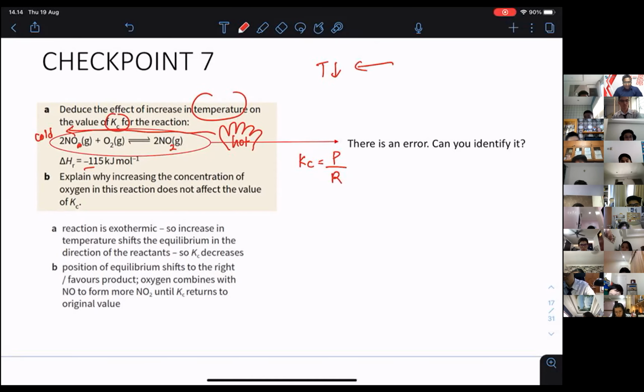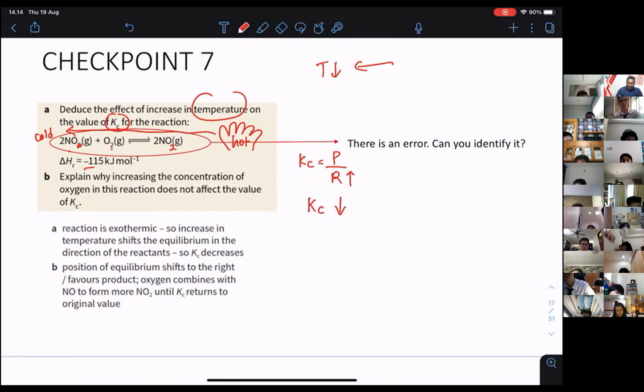If I'm moving to the left, I'm increasing the reactant. So reactant is going to be increased. So when product is divided by a higher amount of reactant, the value is smaller. Of course, I can say the Kc is going to be decreasing. So that is the effect.